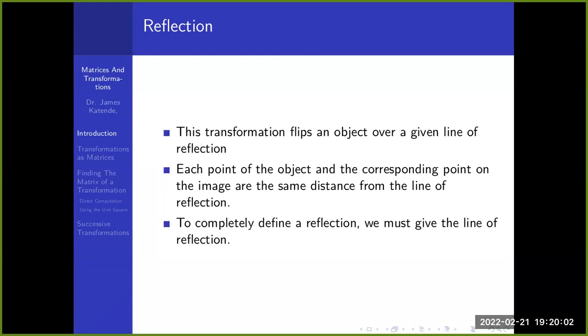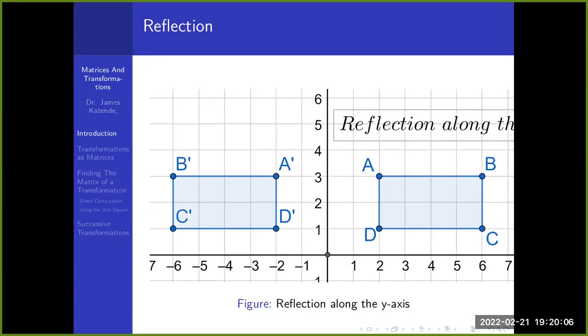So I've said this already, we need a line of reflection for us to define reflection. So here's an example. Our line of reflection is the y-axis. Our original object is on the right-hand side, here, A, B, C, D. And after reflection, we can see it's on this end. You can see the distance from A to this reflection line is 2 units, and it's the same distance from the image A prime to that line.